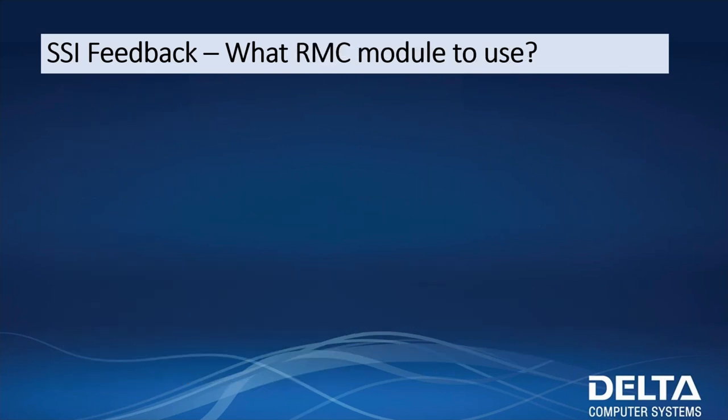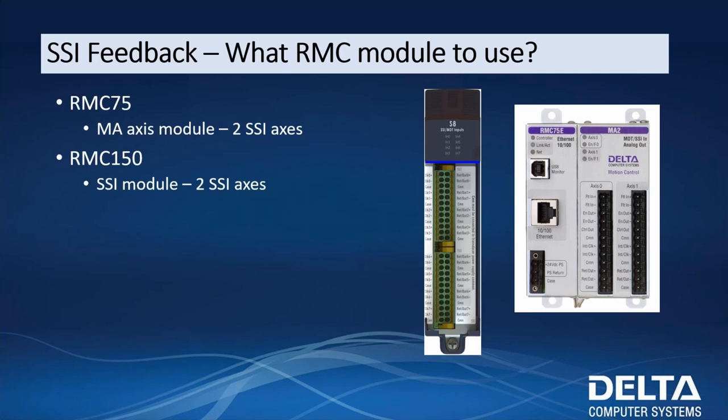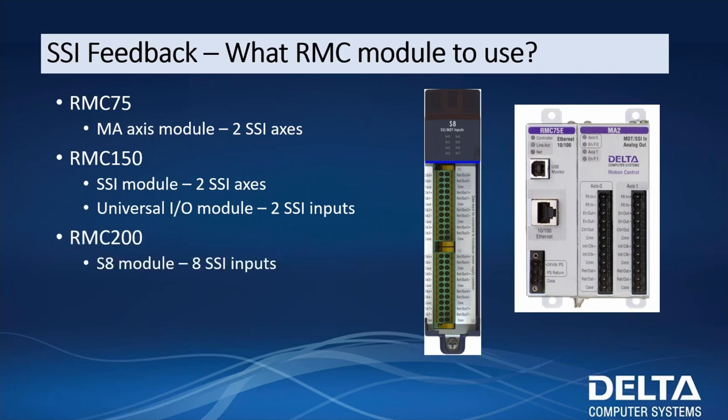So what RMC modules can you use? This is going to look familiar. The RMC75, you can use the MA module, 2 SSI axes. RMC150, you can use the S8, I'm sorry, not the S8, the SSI module, and that's going to be 2 SSI axes. The universal I/O also has 2 SSI inputs. The RMC200, you're able to use the S8 module. So this S8 module right here, 8 SSI inputs, or the U14, 2 SSI axes.